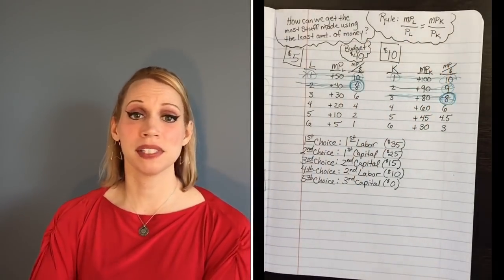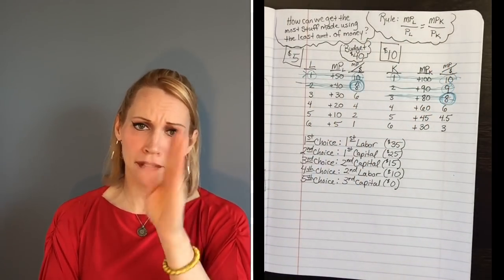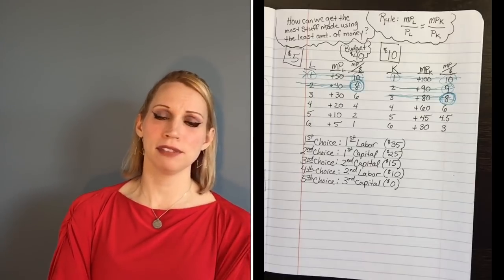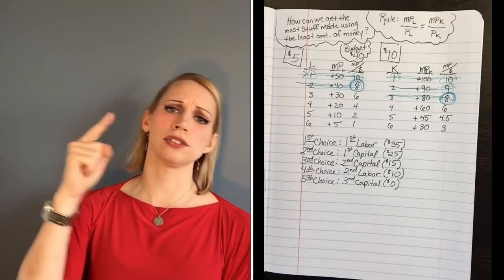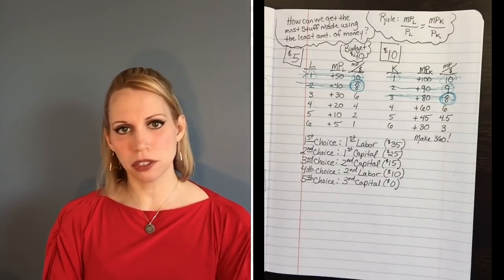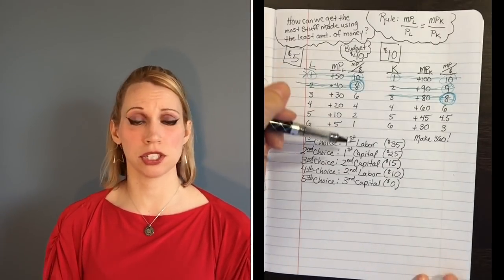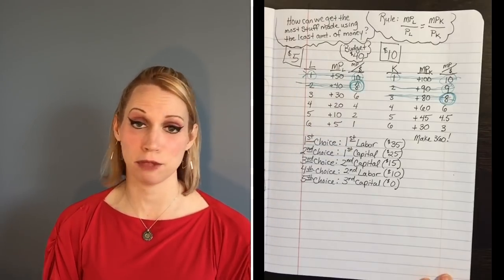Well, maybe your boss doesn't give you a budget. Maybe your boss says you have to make a certain amount because by our graphs, we need to have this output level to maximize our profit. Our Q star is 360. Well, we can do it that way. If you look at the numbers in our chart, we would still make the exact same choices.